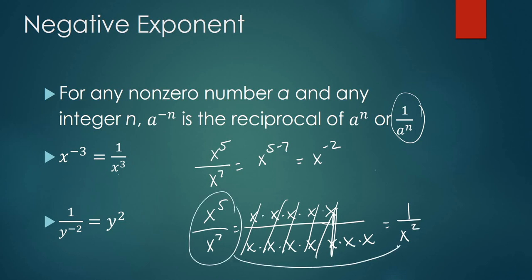So if x to the 5th over x to the 7th equals 1 over x squared by canceling, and if x to the 5th over x to the 7th equals x to the negative 2 by the quotient rule, then x to the negative 2 must equal 1 over x squared. All right, let's try a couple of these.